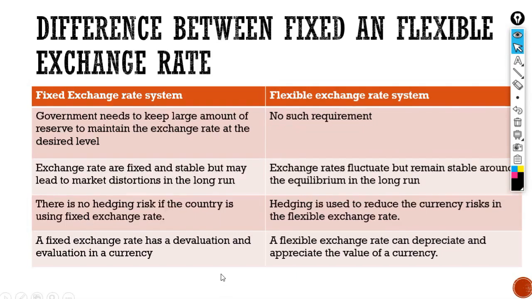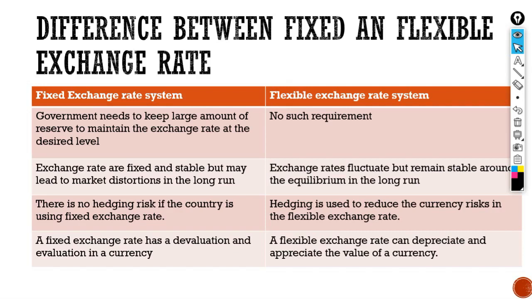Next, government needs to keep huge amount of reserve to maintain the exchange rate at the desired level under fixed exchange rate system, because we've already learned earlier that if the government wants to intervene, it will be required to maintain a huge amount of foreign exchange reserve. However, under flexible exchange rate, government does not intervene and it does not require any exchange rate reserves as well.